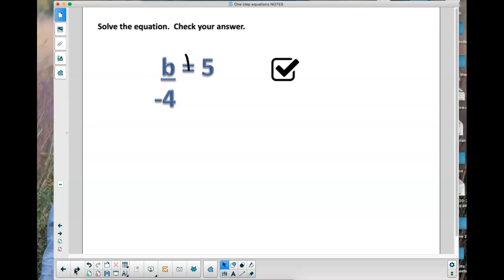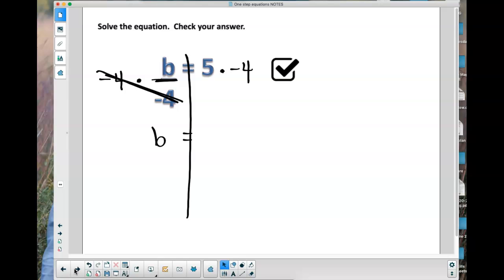So I'm going to draw a line here. What does this line here mean? Divide. What's the opposite of dividing? Multiply. So multiply each side by -4. Okay, on the side with the variable, they cross off. We don't have to do anything on that side. We just have our B equals, what's 5 times -4? What's 5 times 4? 20.